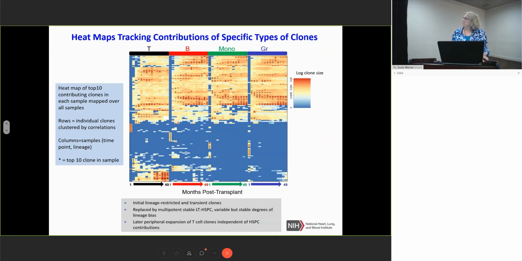The other thing we found very useful is just doing heat maps that basically group clones by their average contribution bioinformatically, and they're basically similarity of contributions among all these samples that we look at over time. And this is just looking at T cells, B cells, monocytes, and granulocytes. And this is focusing on the largest clones.